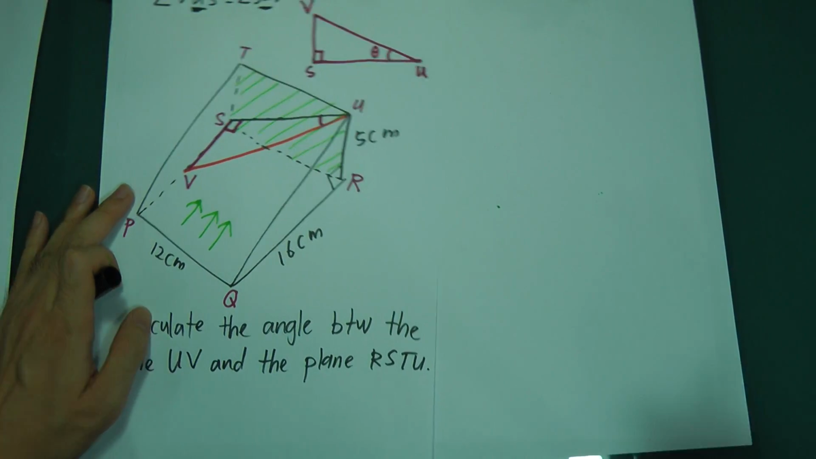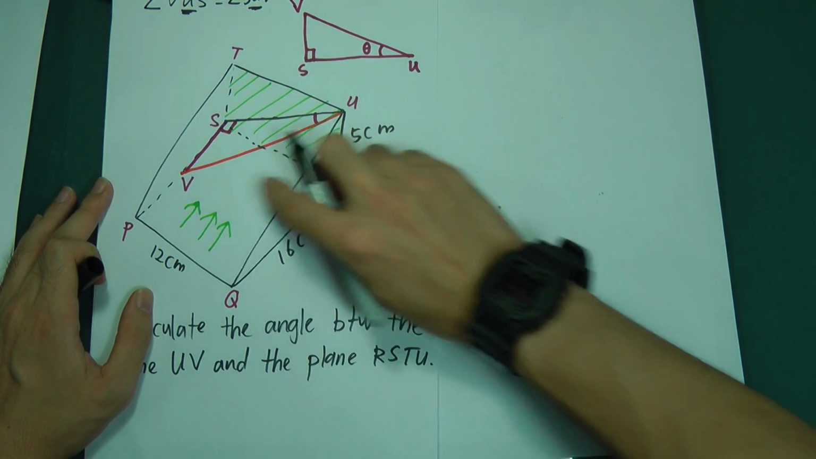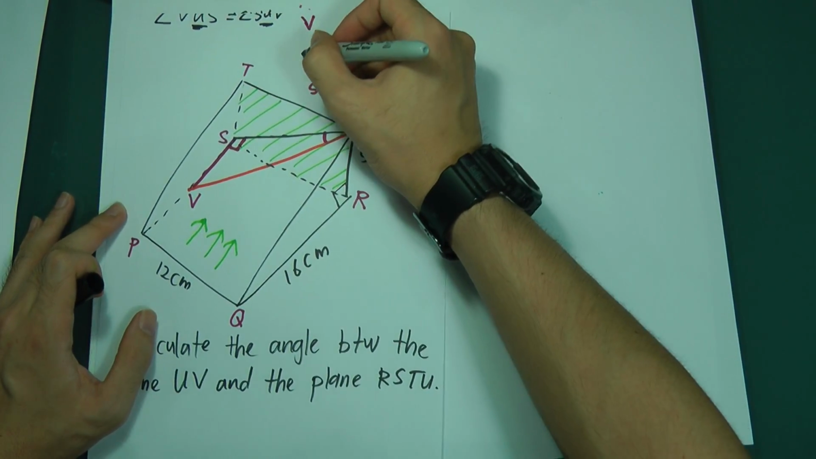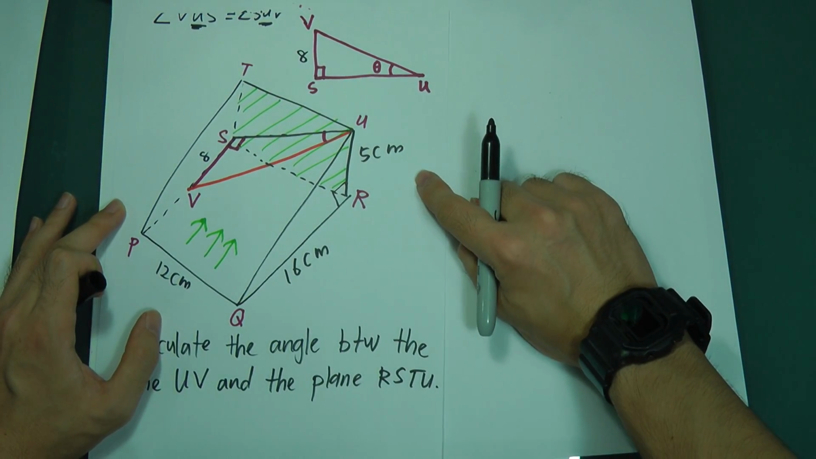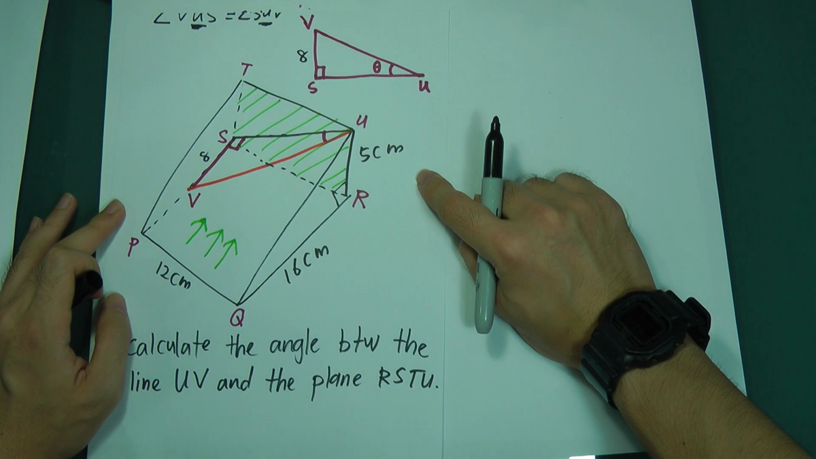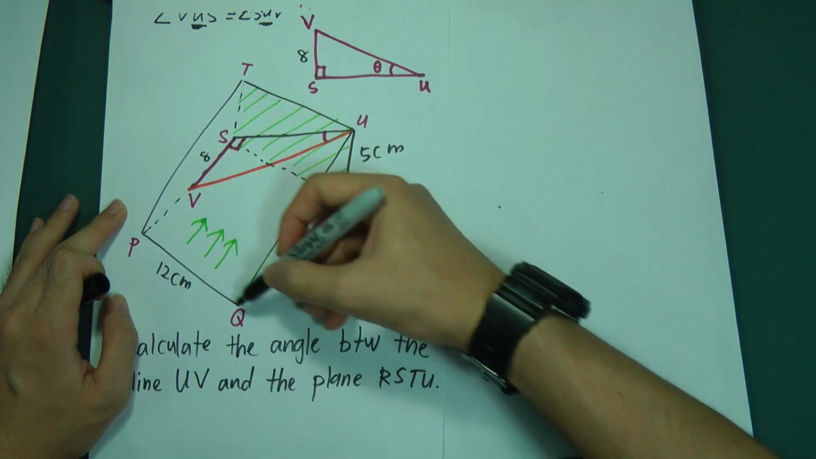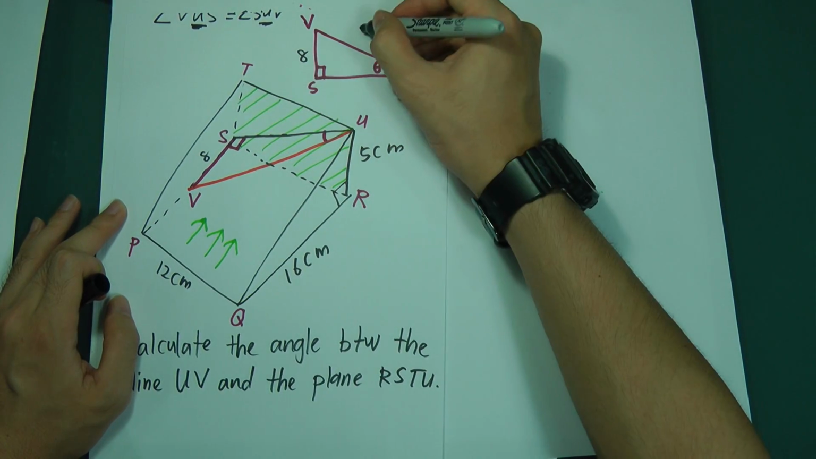Solving it is quite simple, you just need some information. Because V is the midpoint and this is 16 centimeters, I know this one is 8 cm. Here is 12, and this is 5, so this one is 13.